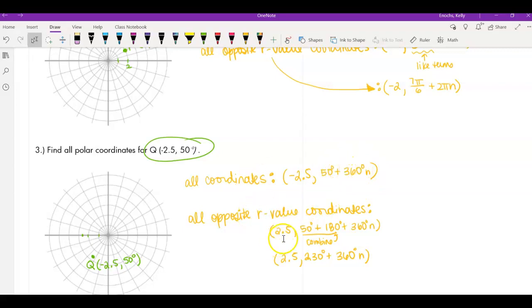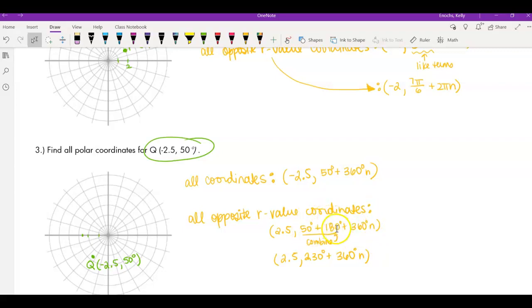Then for my opposite r value, now I'm at positive 2.5, so I went to the right. This time we have to go 180 degrees. My apologies. 180 degrees this way, and then around and around to get to that point. So I have my 180 to do that half circle to get back to the beginning, and then 360 for all the infinitely many circles.